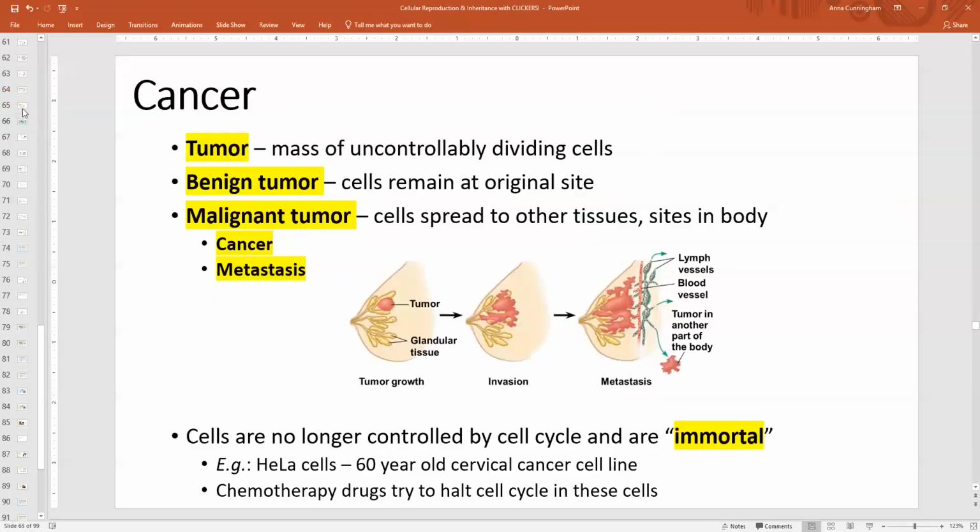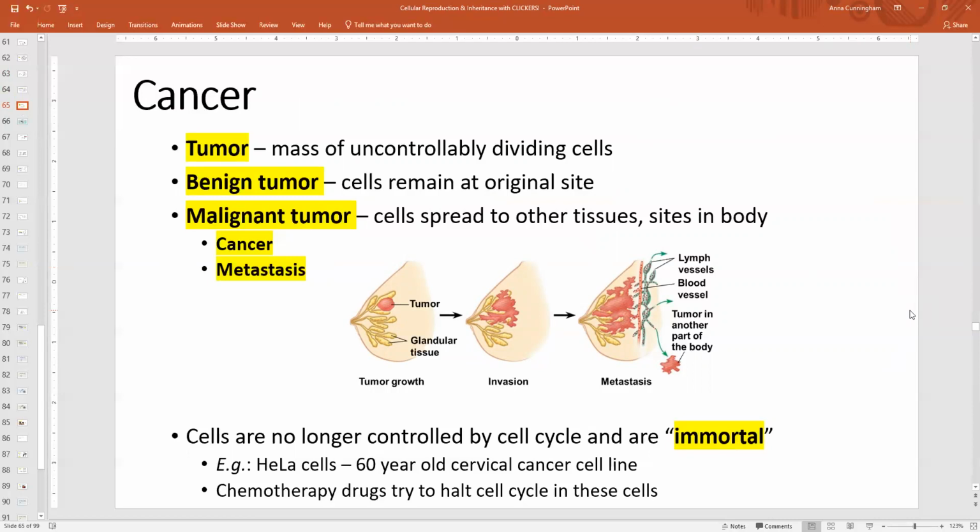G1, G2, or M checkpoints. That is a tumor. It's uncontrollably dividing cells. Sometimes this is bad, sometimes this is okay. And that's basically how we classify these tumors. So again, a tumor is just a mass of uncontrollably dividing cells.